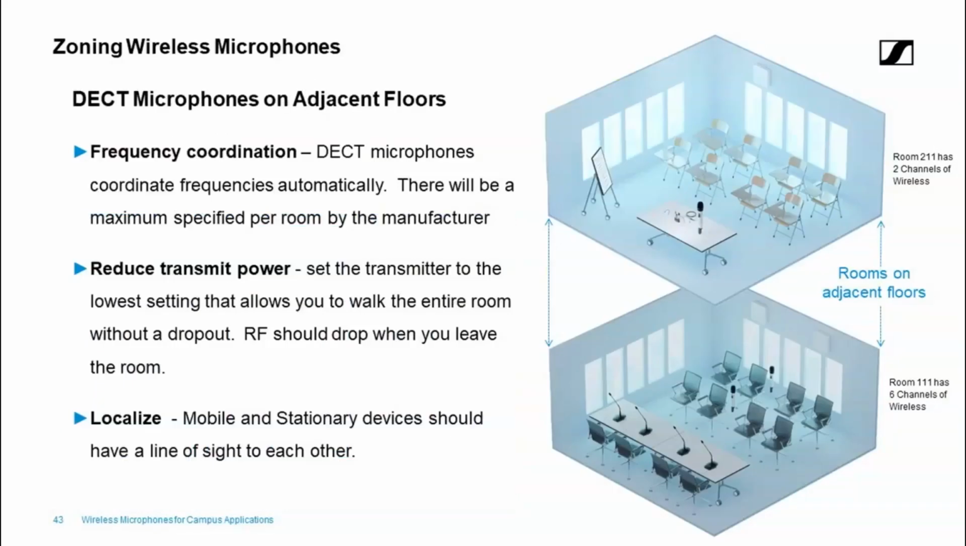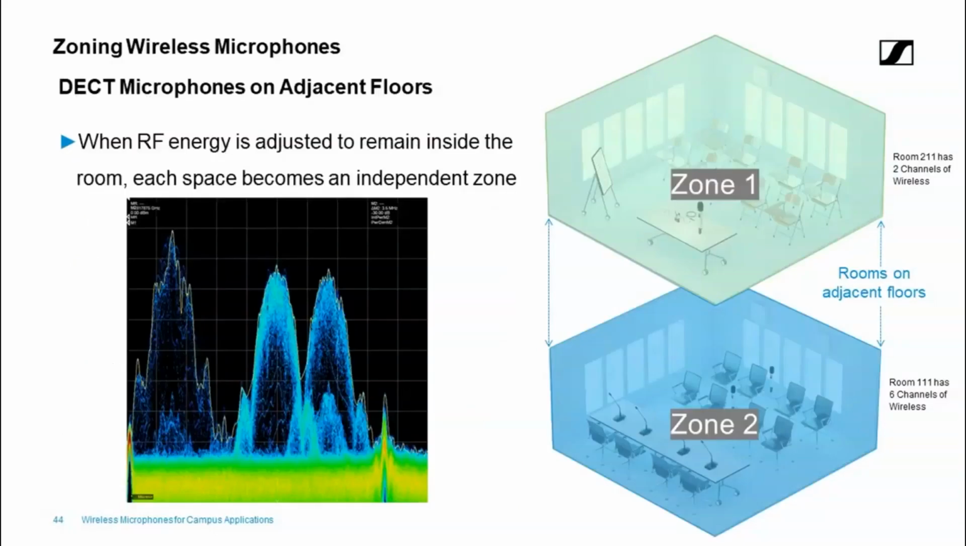With the DECT system, because it's higher frequencies, it's easier to contain those within rooms. So we know it's going to automatically frequency coordinate. We don't necessarily have to do the auto scan. We just need to reduce the transmit power to the lowest amount so we can walk the entire room with the walk test. What we end up doing there is creating 2 zones that are independent from each other. So the DECT system is really dependent on your walk test. You don't want to set that power too high. You want it to be a zone within itself.